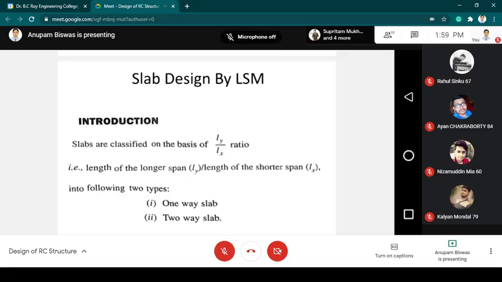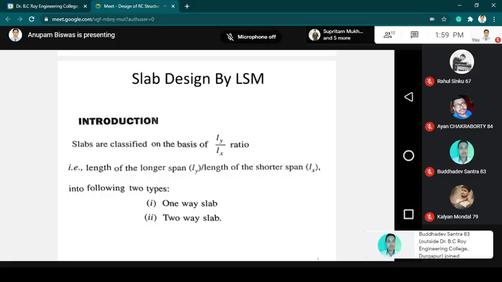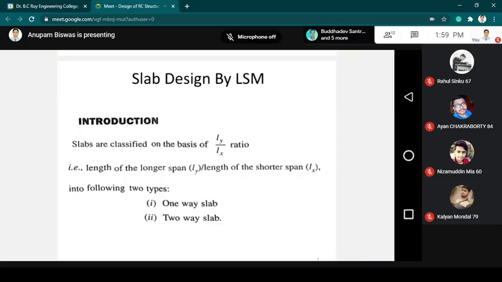This slab can be classified based on its span. The span has two types of dimension: one is length, another is breadth. So one is your longer span, another is your shorter span. The longer span is denoted as Ly, and the shorter span is denoted as Lx.